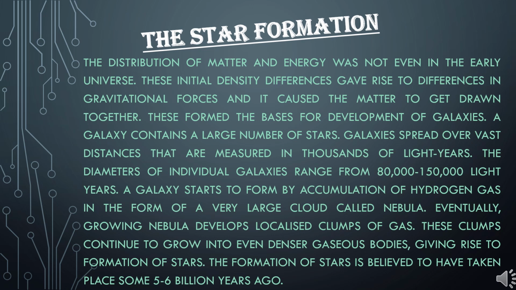A galaxy starts to form by accumulation of hydrogen gas in the form of a very large cloud called nebula. Eventually, the growing nebula develops localized clumps of gas. These clumps continue to grow into even denser gaseous bodies, giving rise to formation of stars. The formation of stars is believed to have taken place some 5 to 6 billion years ago.